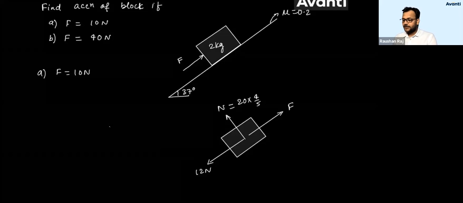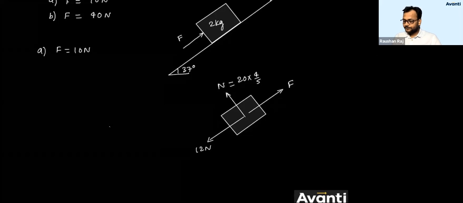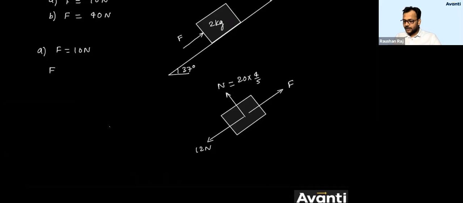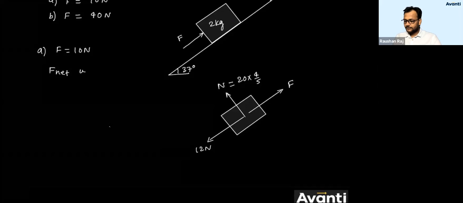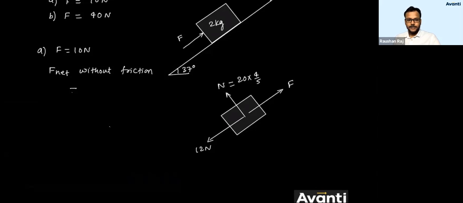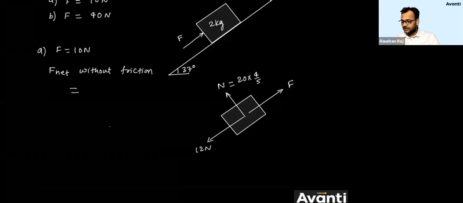So guys, tell me, if F is equal to 10 Newton, what is the net force without friction? Net force without friction, tell me guys. So can I say net force without friction is nothing but 2 Newton down the plane?